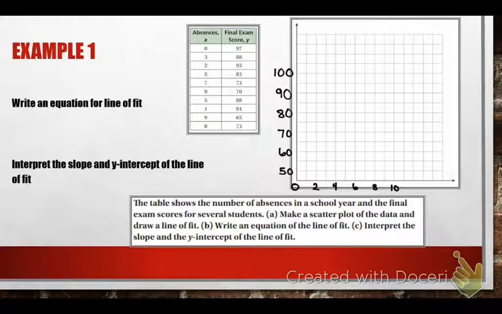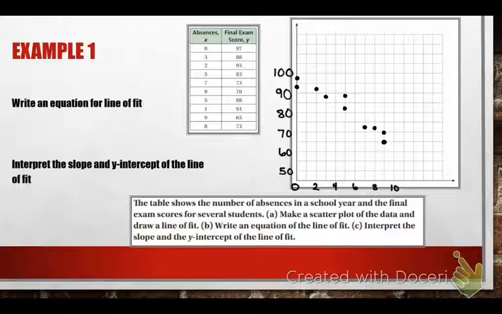Now I can start plotting my points. My very first ordered pair, 0, 97, 3, 88, 2, 93. So this is what we did yesterday. All right, go ahead and get the rest of your points on your scatter plot. All right, so get all the points plotted. Okay, and what we're going to do is try to draw a line through most of these points. What was that one?